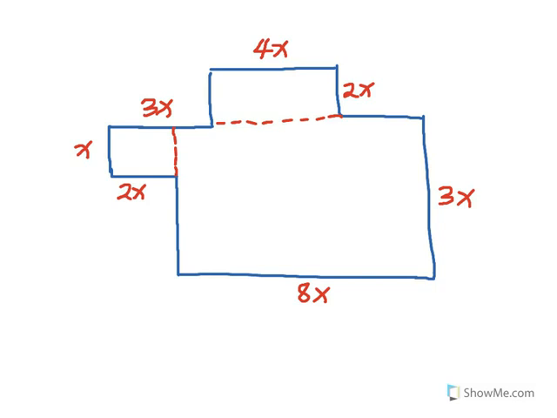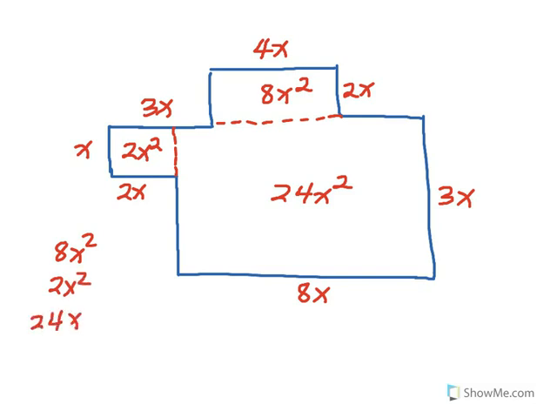So this piece here up at the top is 4x by 2x, so 4x times 2x, or 8x squared in area. And the big rectangle is 8x on the base and a height of 3x, so 8x times 3x, or 24x squared. And then this little one that I have over to the side here is x by 2x, so that is 2x squared. So altogether, if I add up 8x squared and 2x squared and 24x squared, I have a total area of that figure of 34x squared.